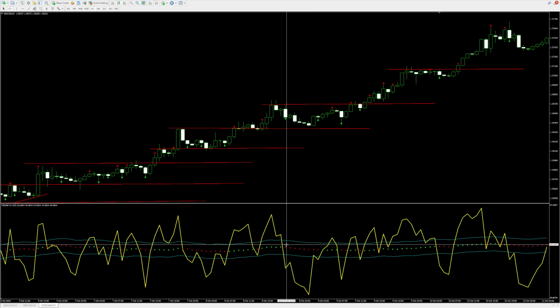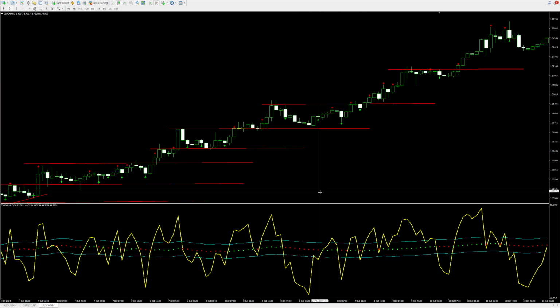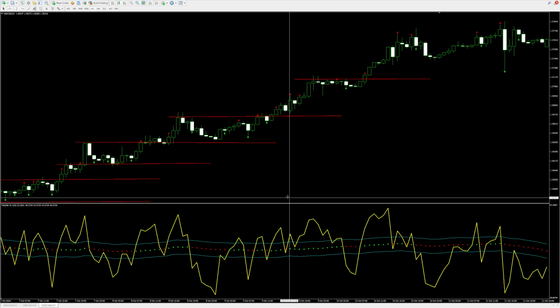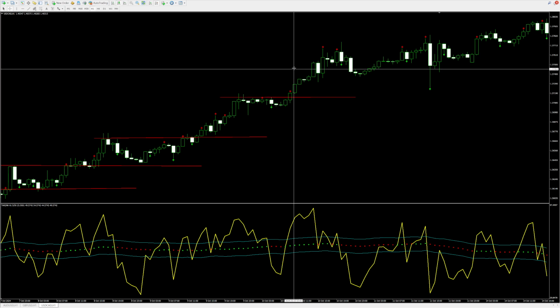So it goes red again here. What do we do? We look for a pullback. There's the pullback, trade on the breakout. Red again, look for the pullback, trade on the breakout.